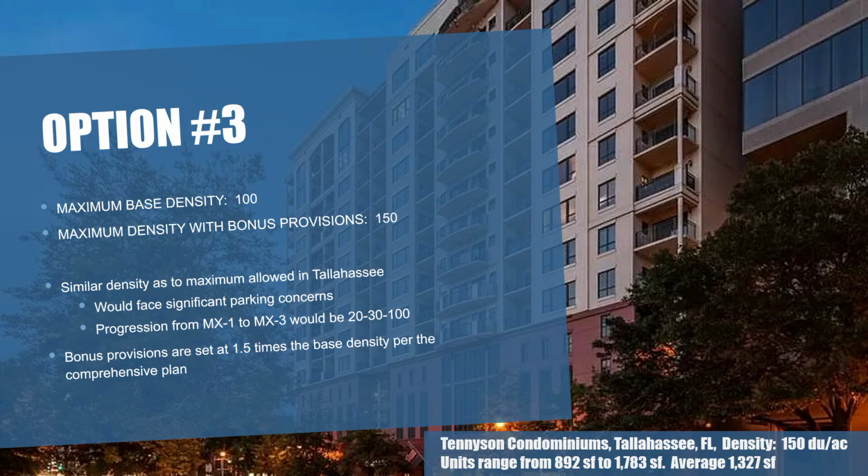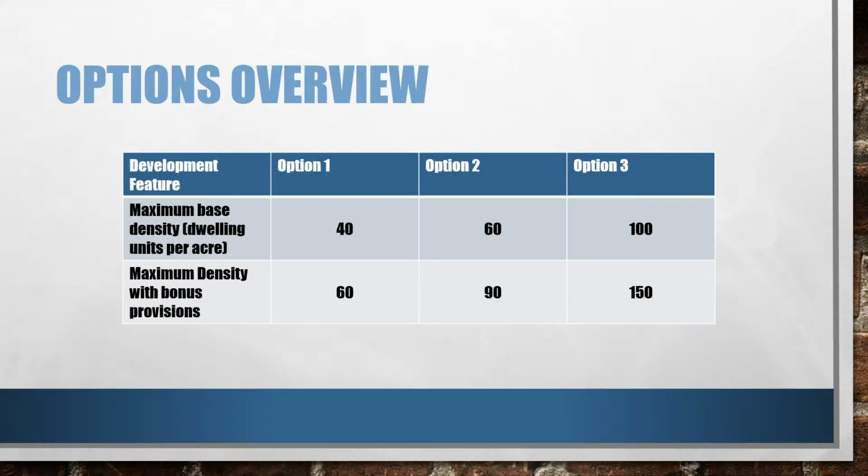From here, right now, we're up to 45 dwelling units per acre with bonus provisions. Destin has some language in their comp plan regarding 40 dwelling units per acre. And Pensacola obviously has some higher numbers too, heading up to 75 plus with some of their development. So those are the three options that we did present. Just to give an overview, it is 40, 60, and 100 effectively that we're looking at as options 1, 2, and 3.